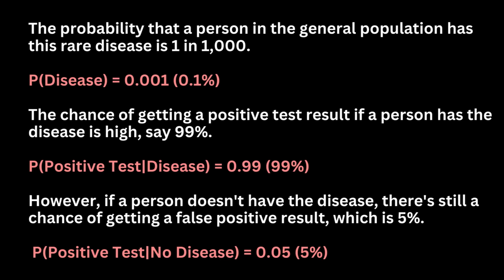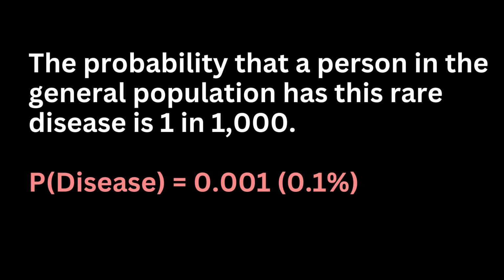Imagine you are a doctor and you have a patient with symptoms that could be related to a rare disease. To start, you have some initial information. The probability that a person in the general population has this rare disease is 1 in 1000. So, the probability of having the disease is 0.001.